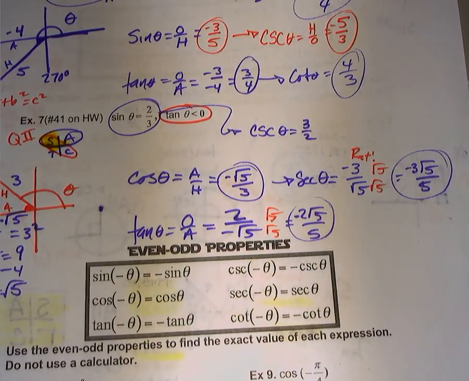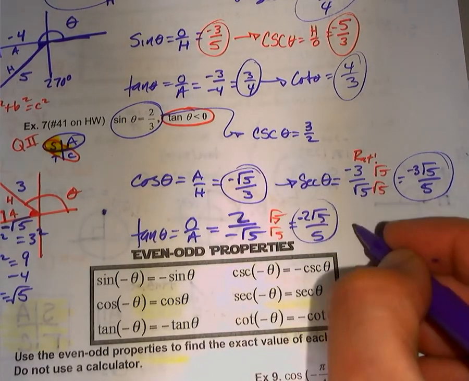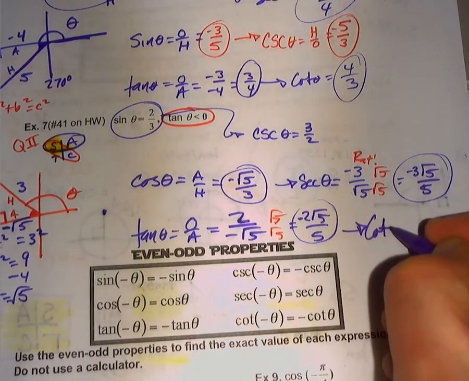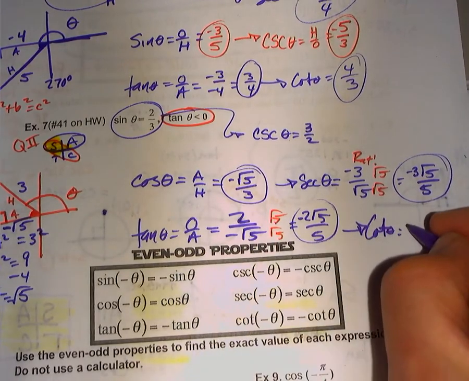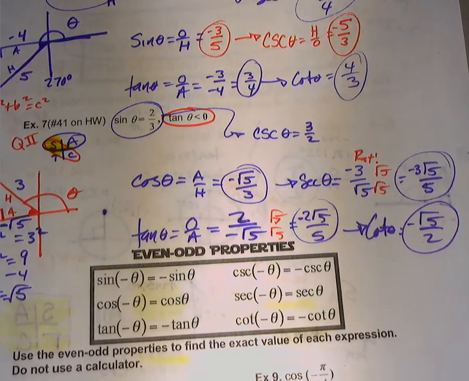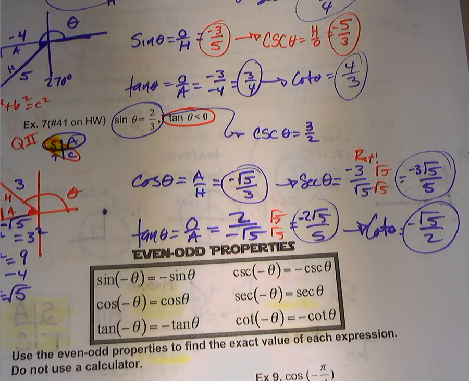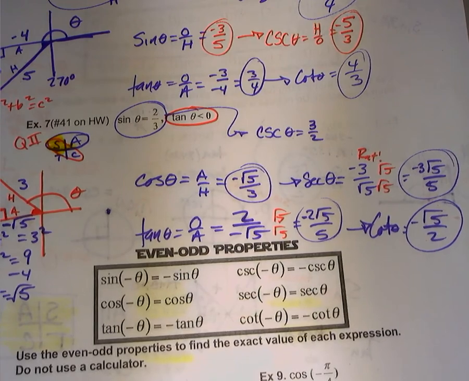Do not take that guy and flip it. Go back to the original and flip that one for cotangent. So for cotangent, take the original O and A and flip it so it's A over O: negative root 5 over 2. It's way easier. Questions there? Again, they don't blatantly always tell you it's in this quadrant or from this angle to this angle. Sometimes you have to use All Students Take Calculus to figure out where to put this thing.